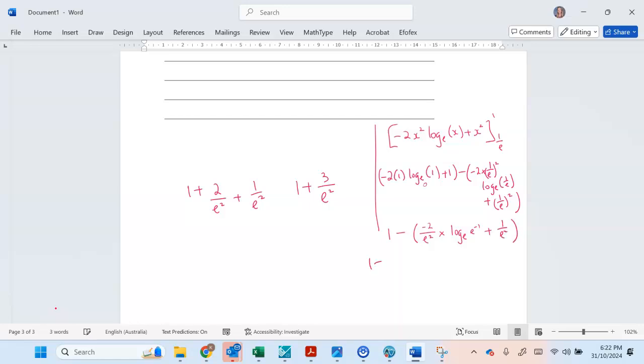All right, tidying it up a little bit. So the log base e of e, that's 1. So we're just left with negative 1, so times negative 1. And then we've got plus 1 on e squared. I'm going to keep that 1 out the front until I've tidied up everything inside the bracket. So we've got a negative times a negative, which gives us a positive. So we've got 2.